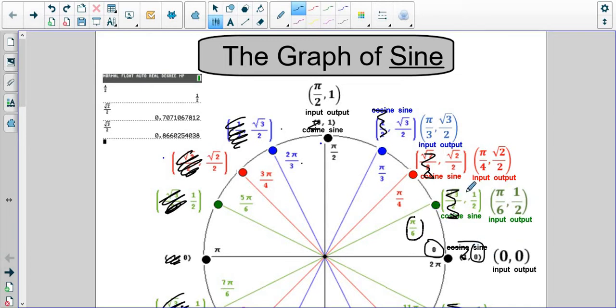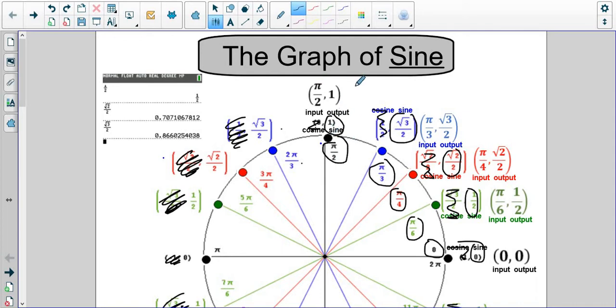I input pi over 6, I output 1/2, making a coordinate pair. I input pi over 4, I output root 2 over 2, making a coordinate pair. I input pi over 3, I output root 3 over 2, making a coordinate pair. And pi over 2, output sine of 1, making a coordinate pair.